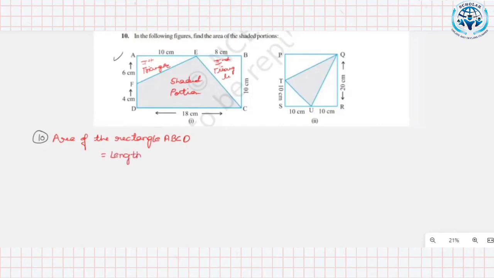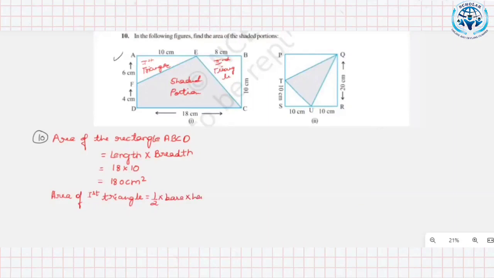Area of the rectangle ABCD is length into breadth. Both are given. We will find out the area. Students, you must remember the formulas and you have to be very conscious while solving the math sums because these are very easy. The only thing is that you have to understand the technical part.